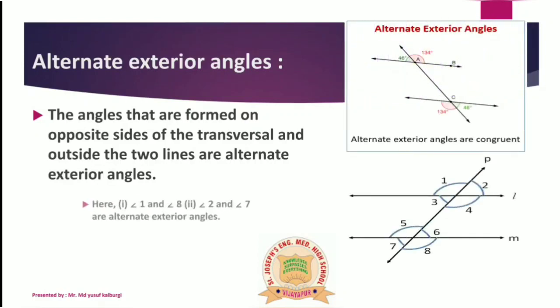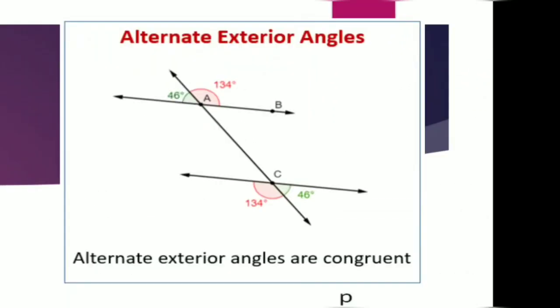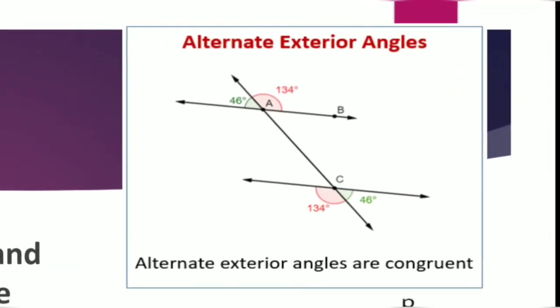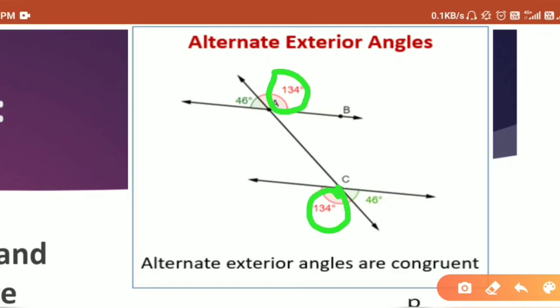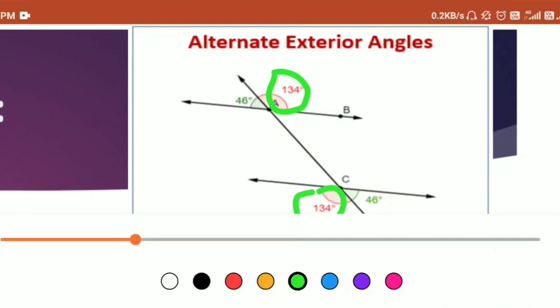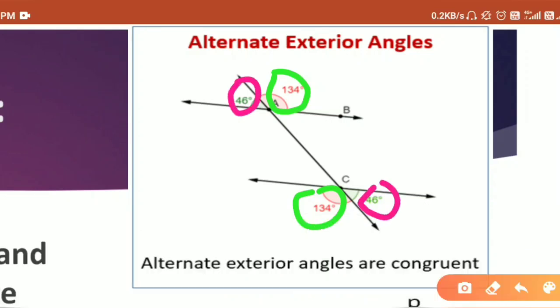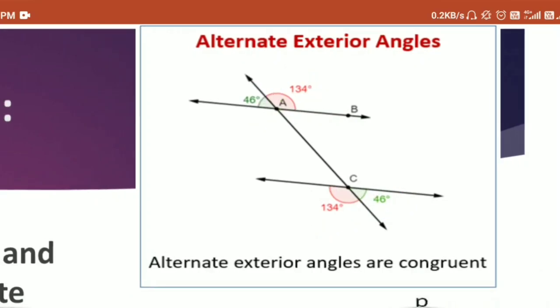If you see the diagram here, I will just zoom it. The angles which are outside the parallel lines, these two, are alternate exterior angles. See, 134 is equal to 134, they are alternate exterior angles. Similarly, there is one more pair, 46 is equal to 46. They are also an alternate exterior pair of angles. So this is what alternate exterior angles are.